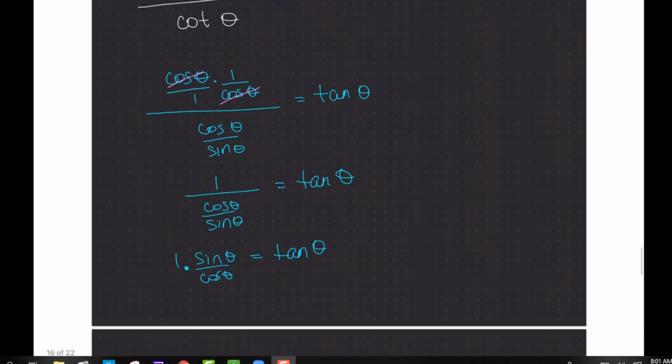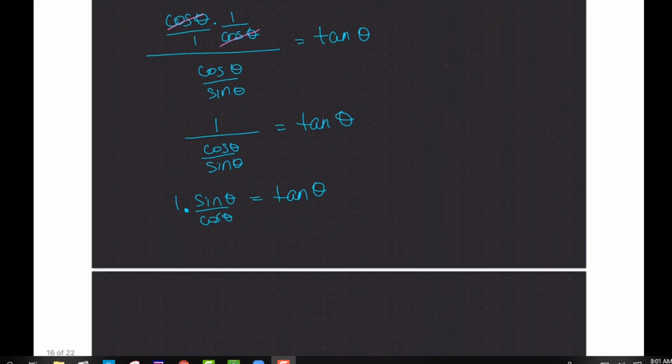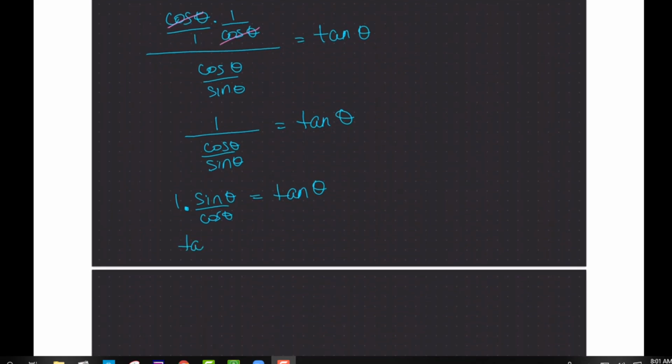And what's sine over cosine? Tangent. So tan theta equals tan theta.